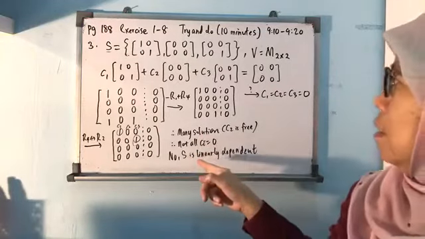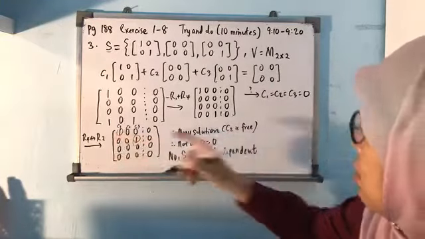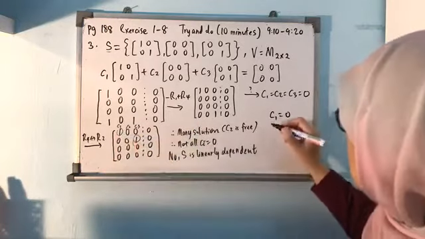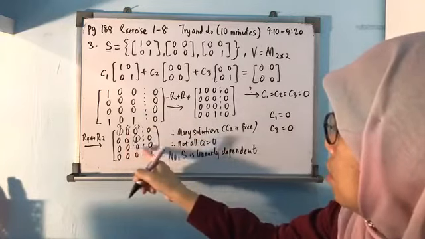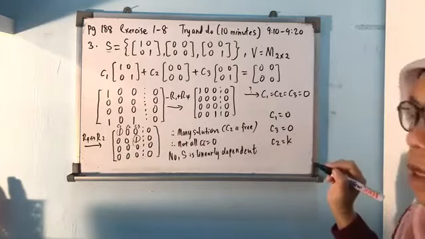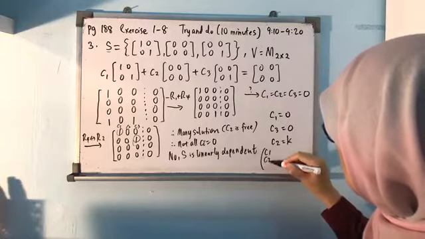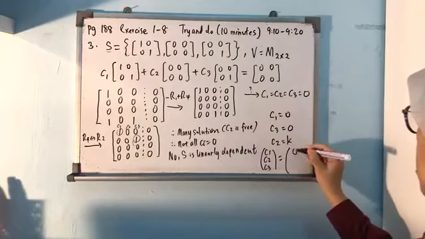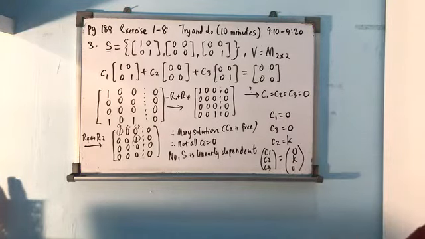What does this mean? That means if you really want to solve, you will write C1 is 0, C3 is 0. And then from this one you get 0 equals 0, 0 equals 0, because C2 is K. It's a free variable. So your C1, C2, C3 is equal to 0, K, 0, K a real number.